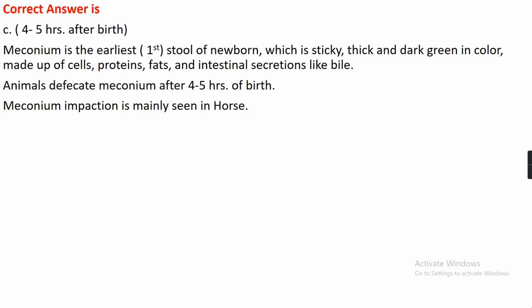Actually, the meconium is the earliest first stool of a newborn, which is sticky, thick and dark green in color, and it is mainly made up of cells, protein, fat, and bile. The animal defecates this meconium after 4-5 hours of birth. And in case of horse, we find colic due to meconium impaction.